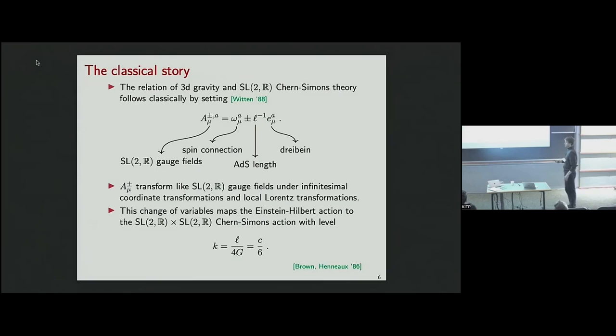And you can also check that the Einstein-Hilbert action indeed gets mapped to the correct SL2R times SL2R Chern-Simons action, and you can compute the level. The level for the two theories is the same, or opposite rather, and the level is related to the size of AdS measured in Planck units, or you can also write it in terms of the central charge of the boundary theory as computed by Brown and Henneaux.